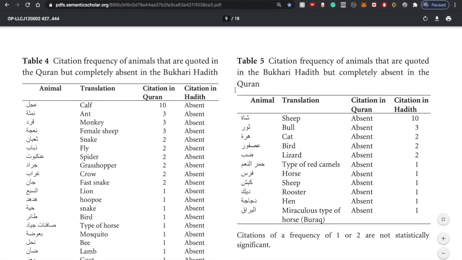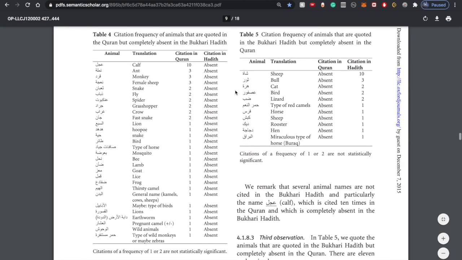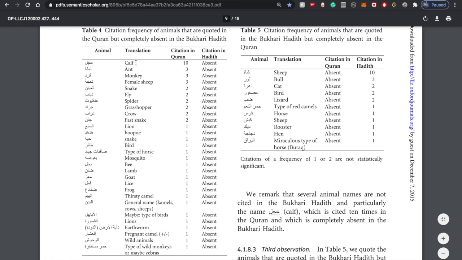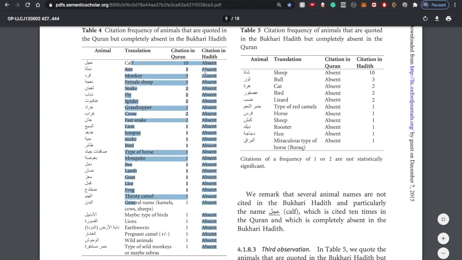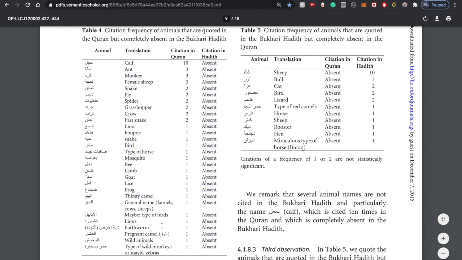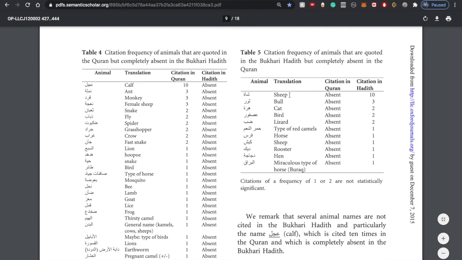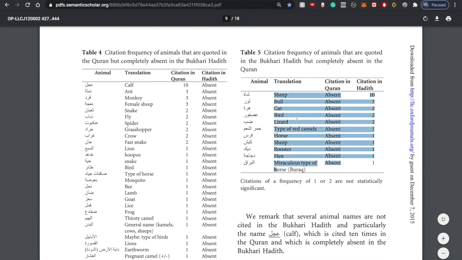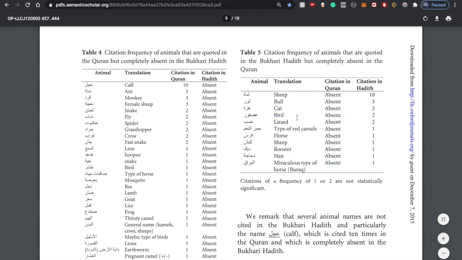Right, so here you can see the many animals that are mentioned in the Quran, but absent in the Hadith. Like so many of these animals, fast, snake, lion, bird, etc., mentioned in the Quran, absent in the Hadith. Similarly, there are many of these that are in the Hadith, but completely absent in the Quran.